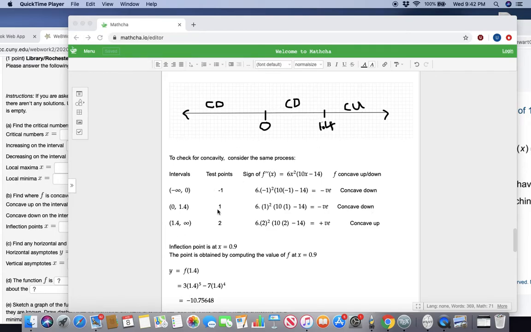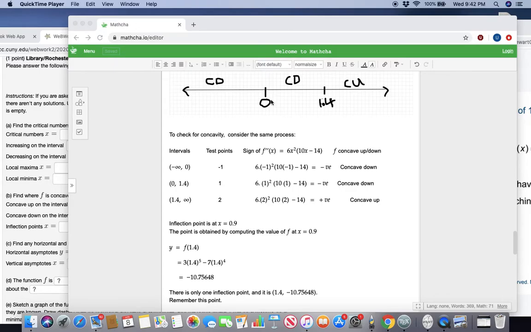Now, the last interval, 1.4 to infinity. What is my test point? I've chosen 2. Plug it in. This part is positive. This is 20 minus 14. That's a positive, concave up.